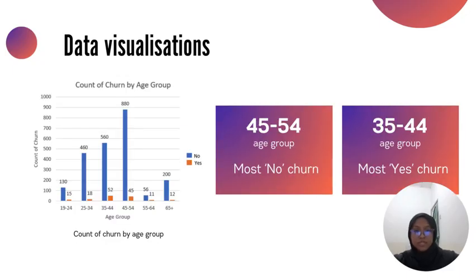This bar chart shows that no-churn customers dominate across all age groups, indicating overall strong retention. However, since the 45 to 54 age group shows the most no-churn customers, while 19 to 24 shows among the least no-churn customers, this suggests that targeted retention strategies could be beneficial for younger customers to prevent early drop-off.